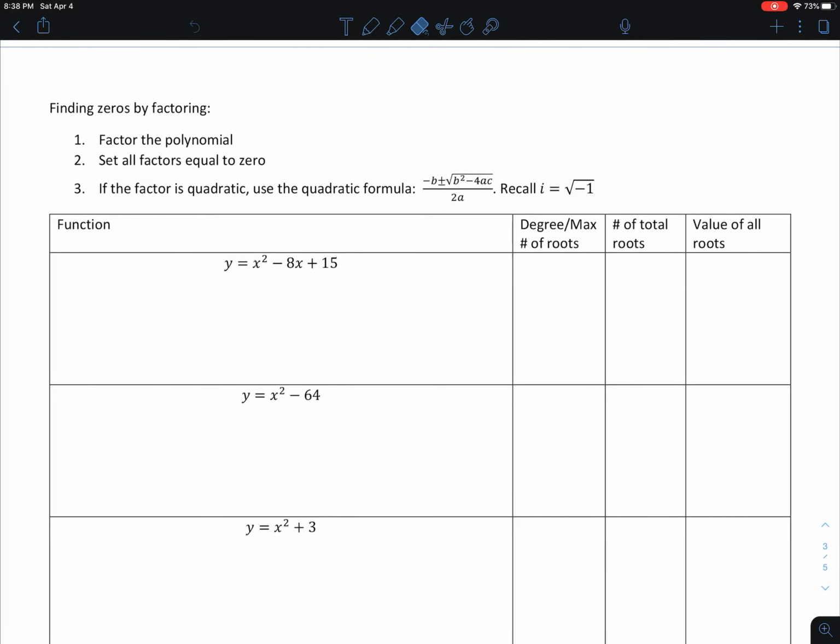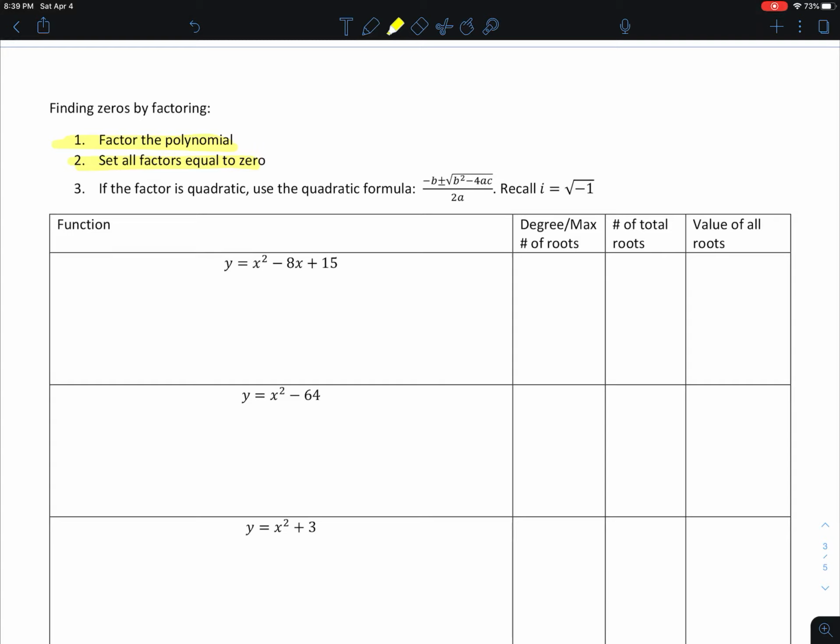Okay, boys and girls, now we're going to look at factoring polynomial functions and then solving them. So this is basically what we did a second ago, except we're going to add a step. Before we can solve it, we're going to factor it. Then, like we did on the other one, we're going to set all factors equal to 0.